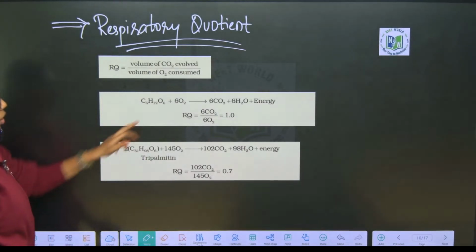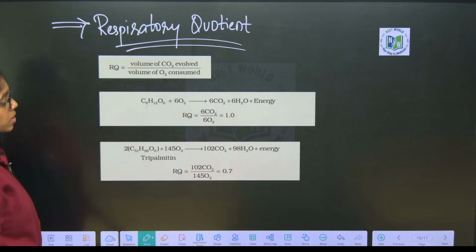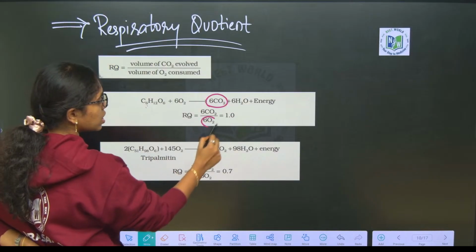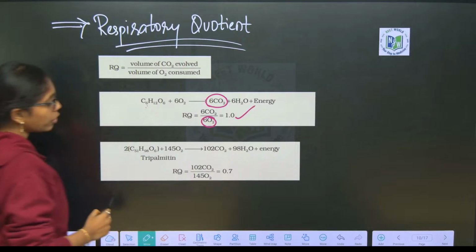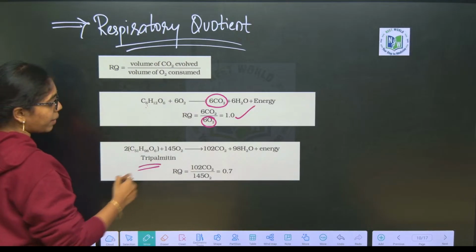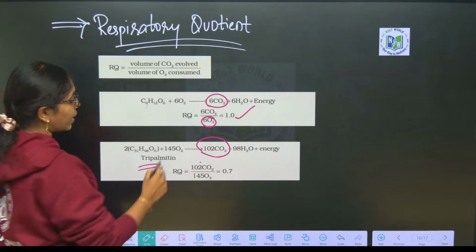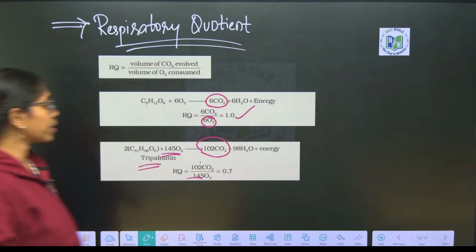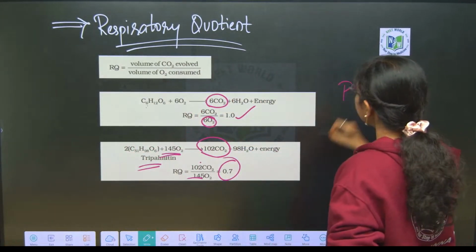Glucose, if it is the respiratory substrate, 6 carbon dioxides are evolved and 6 oxygens are consumed. The RQ value will be 1. If you take fats, for example tripalmitin, carbon dioxide evolved is 102, whereas oxygen consumed is 145. What will be the RQ value? 0.7.